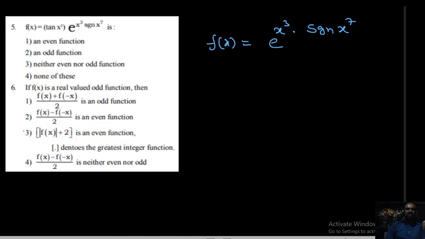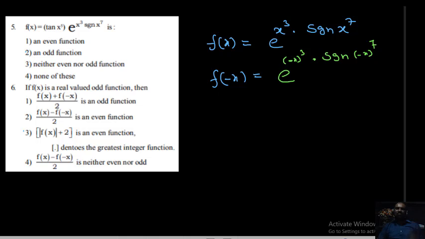Just find f of minus x. If it is equal to f of x, I can say even. If it is equal to minus f of x, I can say odd. So f of minus x is e power minus x cube into signum of minus x power 7. So this is equal to e power minus x cube.